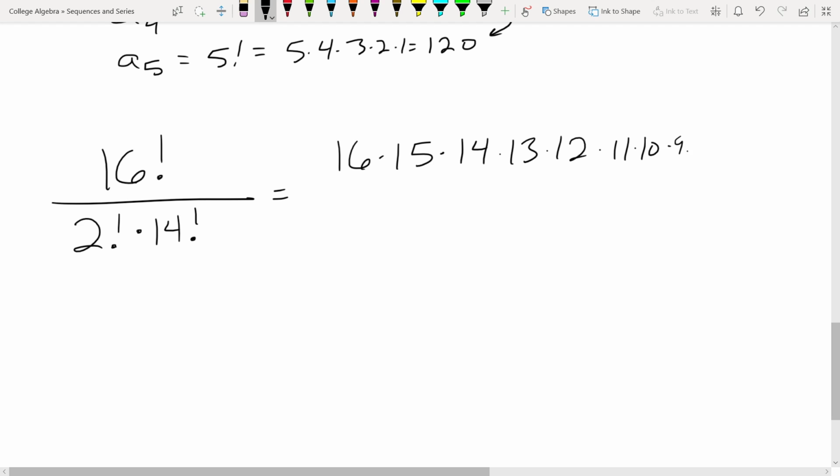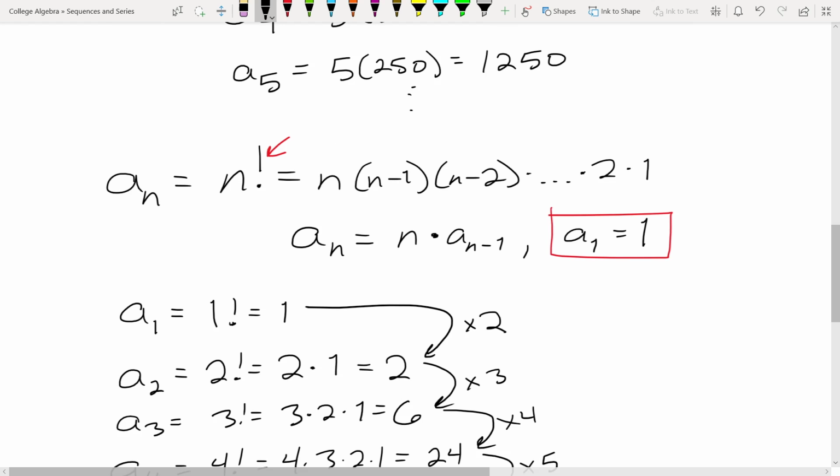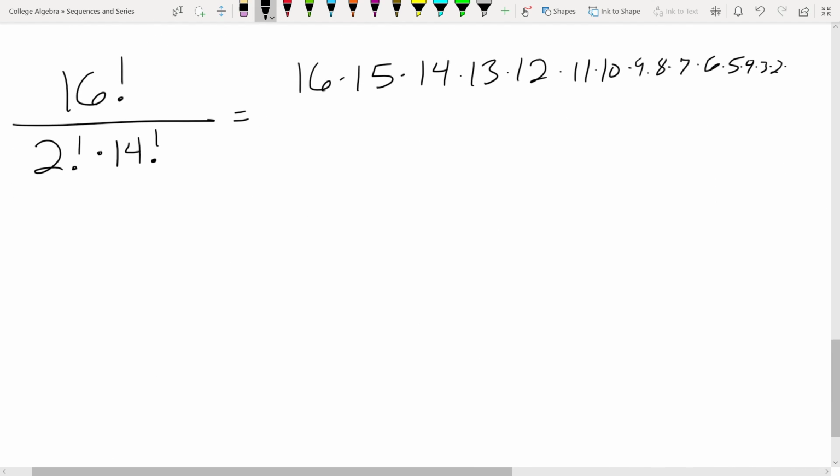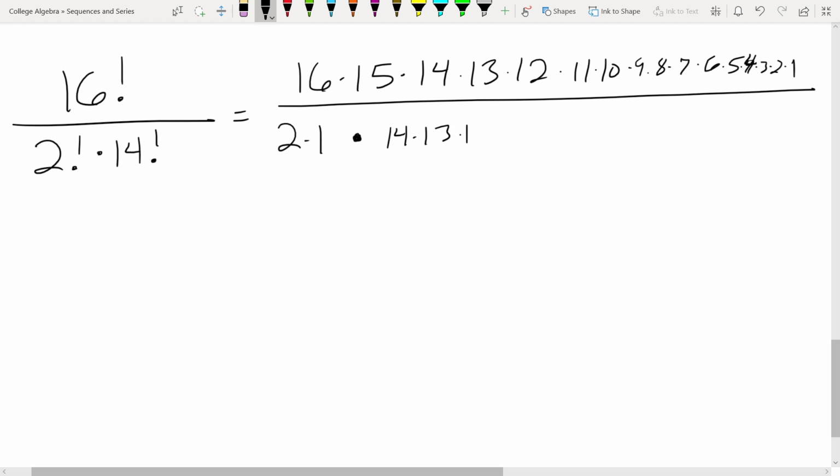11, 10, 9, 8, 6, 5, 4, 3, 2, 1. Now, normally we don't have to actually write this thing all the way out. A lot of times we can do some simplifications before writing it out, but I just want to write it out to show you what I'm doing. So this is 2 factorial, which is 2 times 1, or multiplying, that's what this dot here is, by 14 factorial. So let me just expand that all the way out.